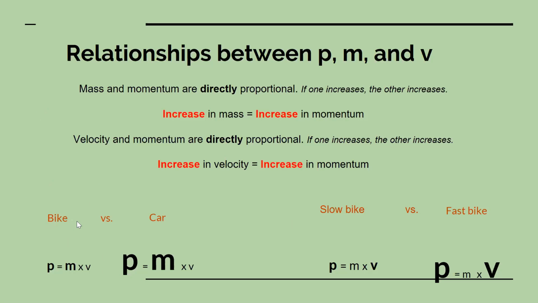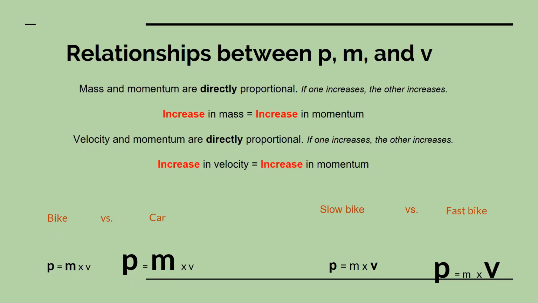If I have a bicycle and a car, this car is going to have greater momentum because its mass is bigger than this bicycle, okay? So they both have momentum, but because the mass of the car is bigger, it's going to make this momentum bigger. So that's one thing that affects momentum, is mass. The other thing is velocity.